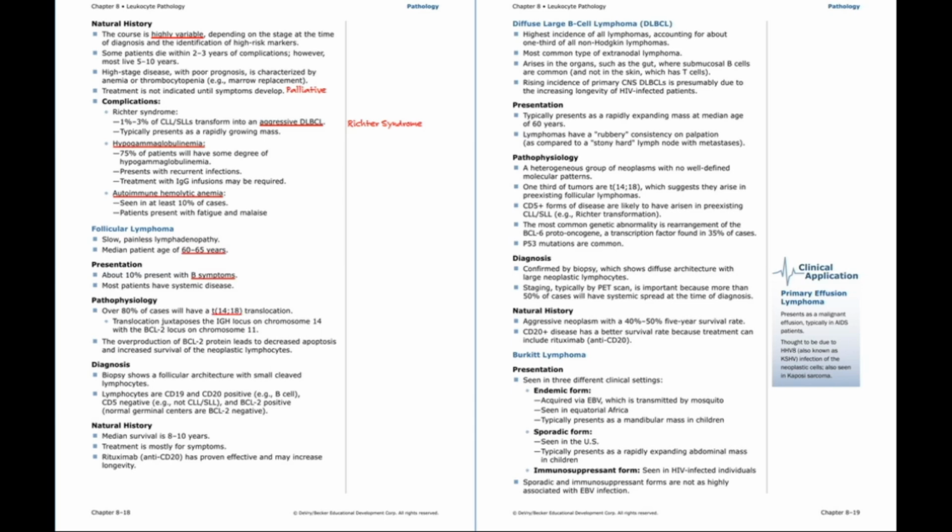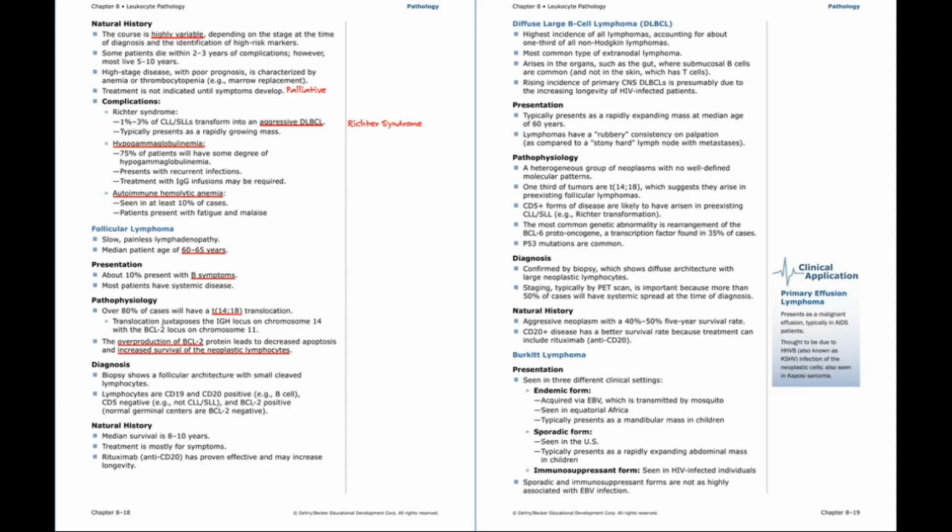And remember, this translocation juxtaposes the IGH locus, a very active locus on chromosome 14, with the BCL2 locus of chromosome 18. So this results in the overproduction of BCL2, and remember, BCL2 inhibits apoptosis, and so we see increased survival of the neoplastic lymphocytes. If the role of BCL2 in apoptosis is unfamiliar to you, this would be a good time to go back and review it in Chapter 1. Figure 1-5.2, Pathways of Apoptosis, is important for every student to fully understand.